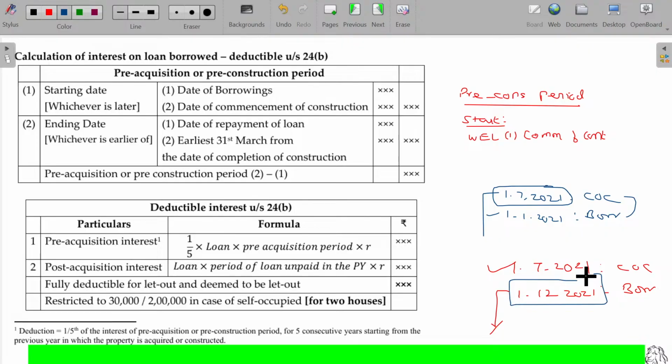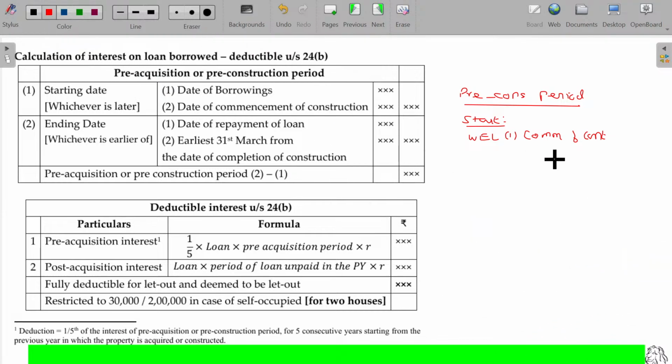So what is the starting date for the pre-construction period? Two dates are there. One is the actual construction starting date, another one is the borrowing date. Between these two, the later date will be the pre-construction period starting date. Is that okay? Let's see here: commencement of construction, and the second part is the date of borrowing. Clear?